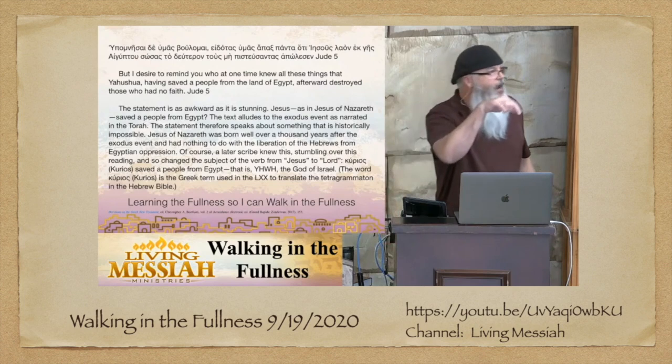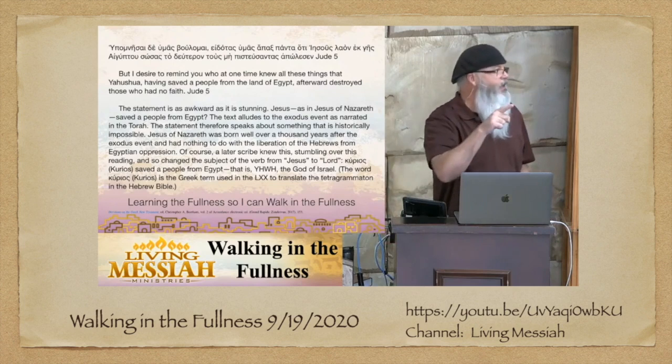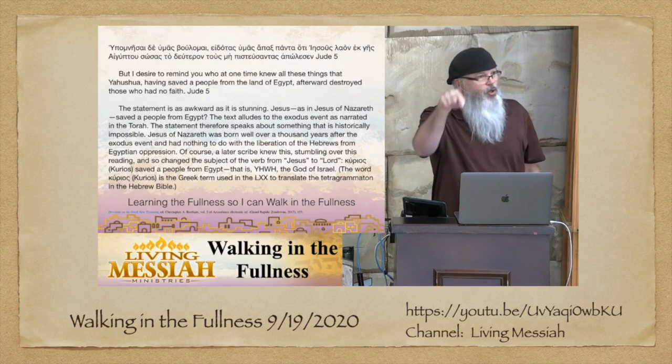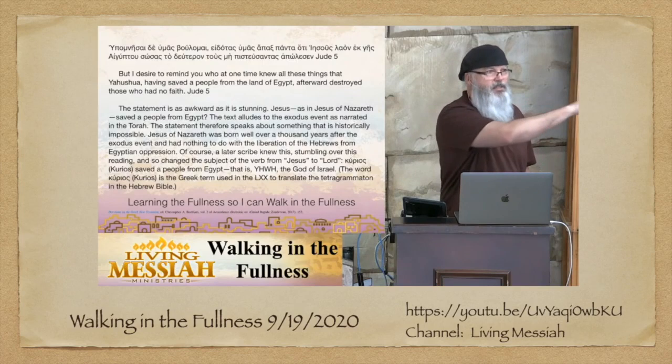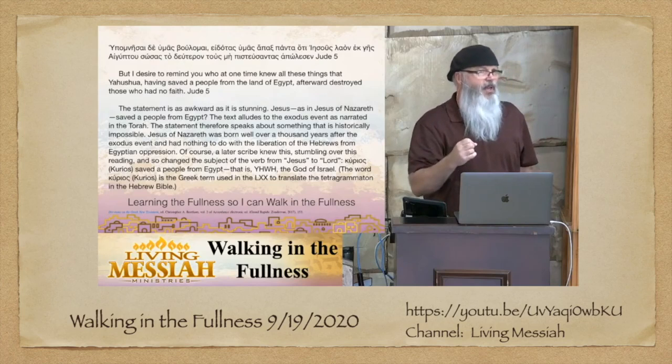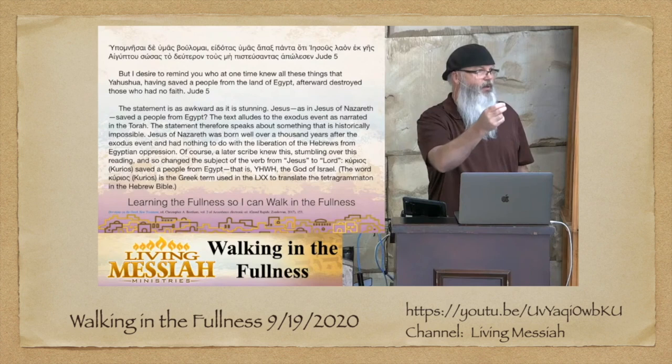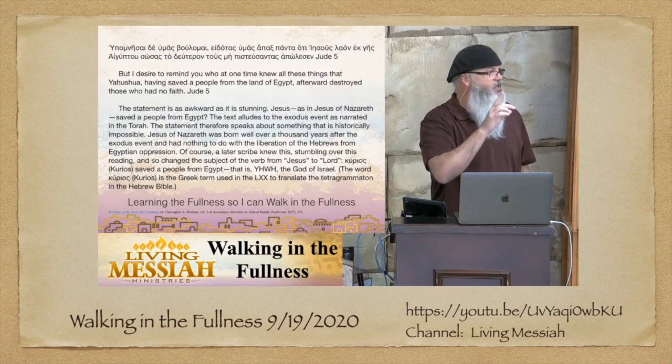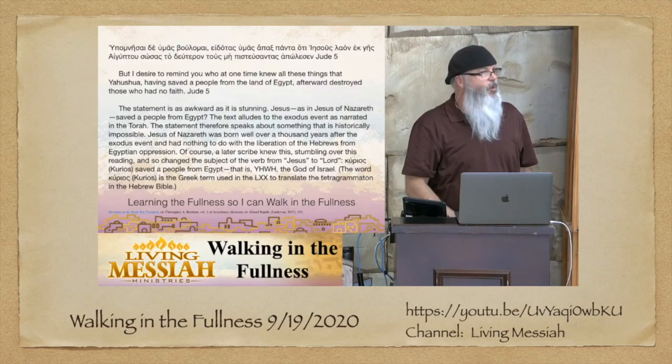That means that the writer of Jude knew in his mind that Yahushua is the same person that did the saving in Egypt. Which makes sense, because doesn't the prophet say through the voice of Yahweh, there is no other that saves but me? I am he that saves. There is no other.